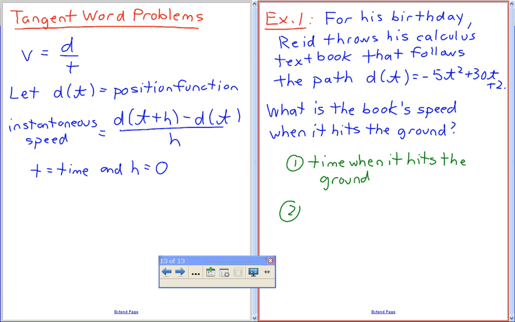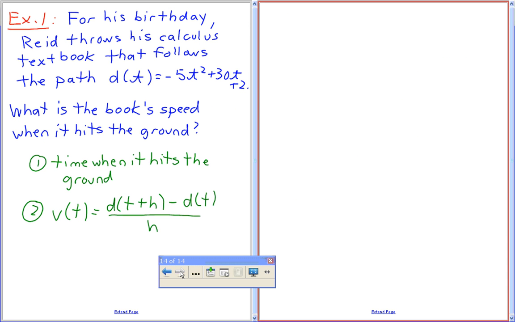I'm going to use our v of t equals d of t plus h minus d of t all over h. Okay, going back to grade 10. How would you find the time when it hits the ground? Find the roots. Lovely. Isn't this magical? So you're going to be solving this equation: 0 equals negative 5t squared plus 30t plus 2.